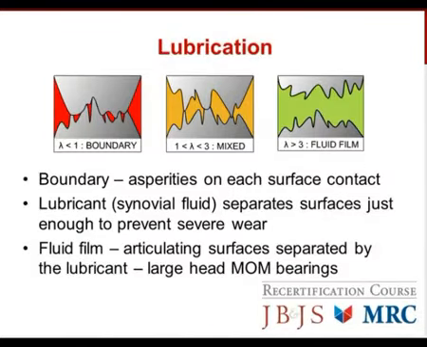Lubrication is important when we talk about total hip arthroplasty. There are really two major categories of lubrication. Boundary lubrication is where the asperities on each surface contact directly. The opposite end of the spectrum is fluid film lubrication, where the two articulating surfaces are separated by a lubricant, in this case synovial fluid. In reality, most hips have a mixed lubrication pattern where there is some separation of the surfaces, just enough to prevent severe wear, but the asperities do in fact come into contact. One of the proposed benefits of large head metal on metal total hips was that we could achieve this fluid film lubrication regime and reduce wear.